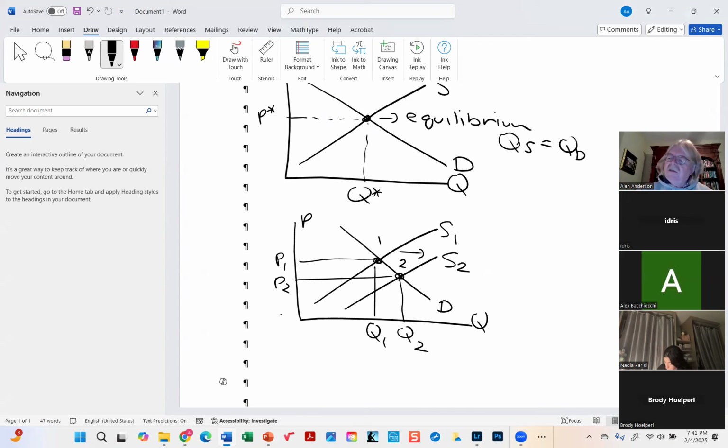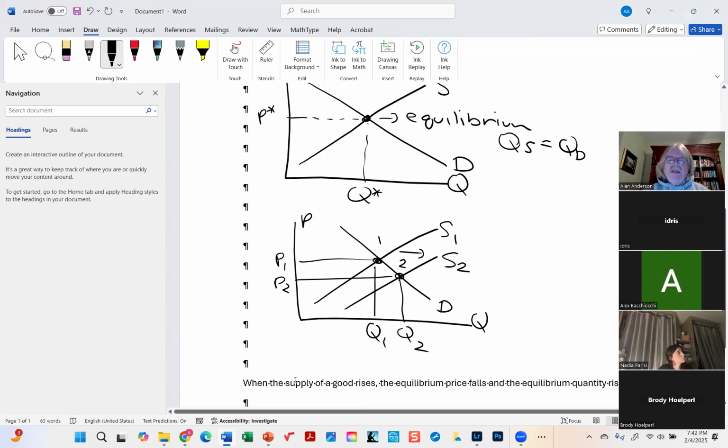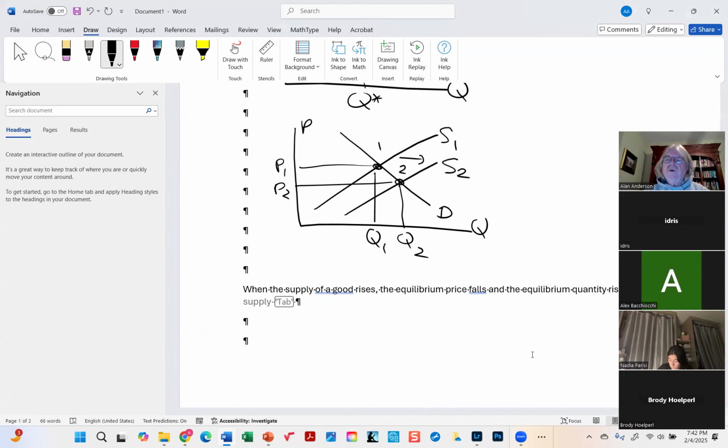So whatever this good is, the supply just went up. You can see from this graph that when the supply of a good rises, the equilibrium price falls, and the equilibrium quantity rises. Now, if the supply falls, then this would all work in reverse.